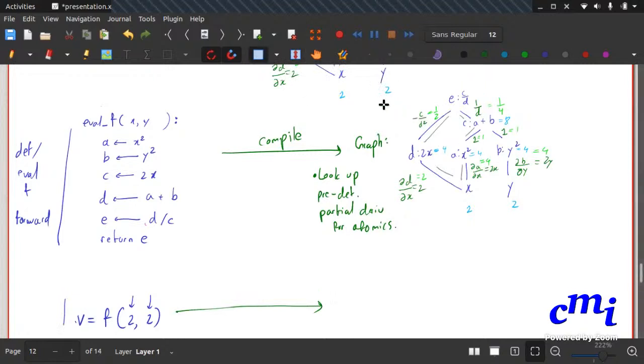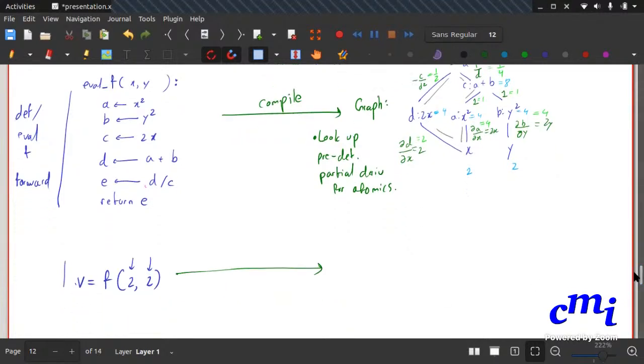But just to make clear what's happening in the backend, whenever you call the function, all of this forward computation is going to happen, right? And then the backward computation is going to happen. Whatever you get returned out of this function is going to contain two things. It's not only going to contain the original value at the output of the function, but it's also going to contain the gradients of the function with respect to the inputs 2, 2, right?